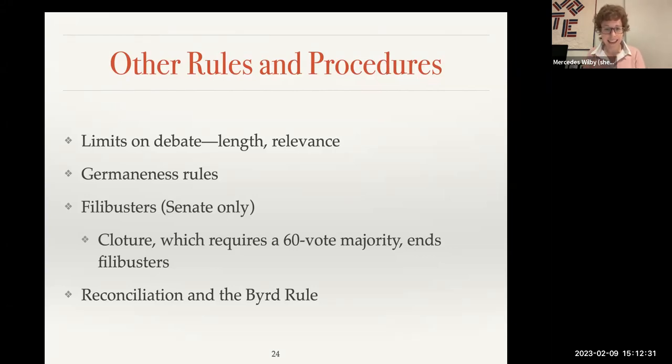So that is the role of the filibuster and actually maybe stopping collective action, and how certain rules like cloture and reconciliation can help us overcome that barrier and facilitate collective action.